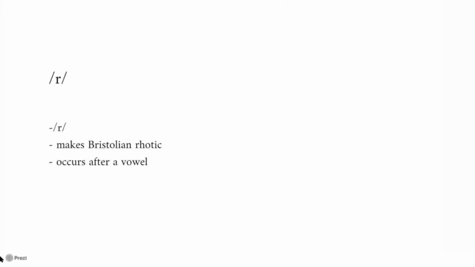This sound is pronounced by putting the tip of the tongue near the roof of the mouth. It occurs after a vowel and is not followed by another vowel. So in words like beer, fur, or poor, the R is included in the pronunciation as post-vocalic alveolar approximant, while in the received pronunciation it is not.